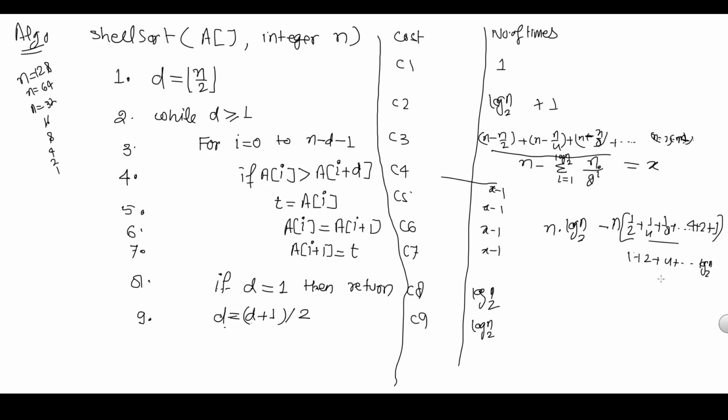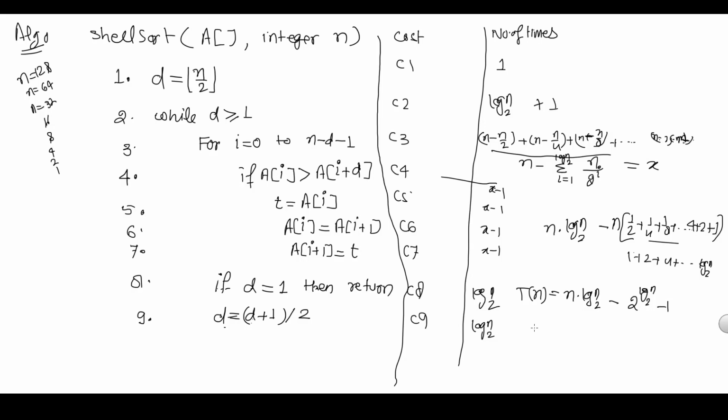So this is a GP, and it will come out to be n log n base 2 minus 2 to the power log n base 2 minus 1, a into r to the power n minus 1 divided by r minus 1. So this is the running time of this algorithm.